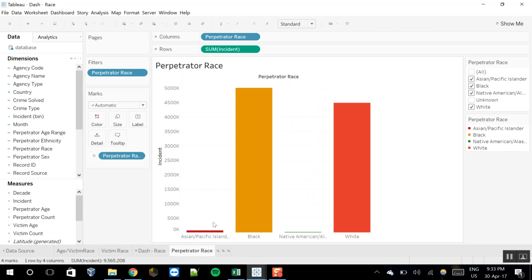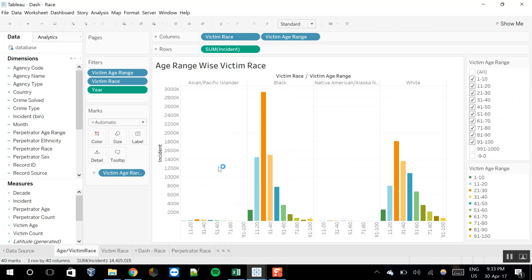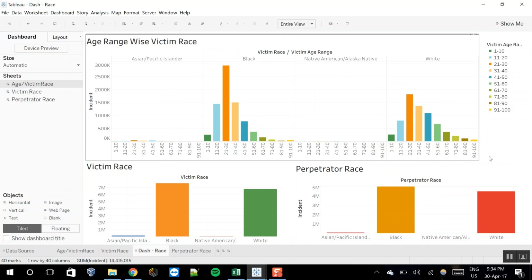And the last case study is based on race. Here we can see the perpetrator race. The maximum cases were black, and for victim race, if we look, it is again black. The third analysis is about whether there is a relationship between age range and race of the victim. We can see that it remains the same. Maximum cases were observed in black and then followed by white. And a dashboard was created for the same.